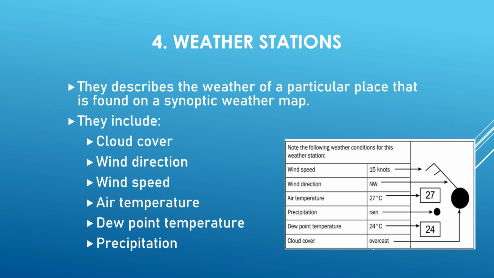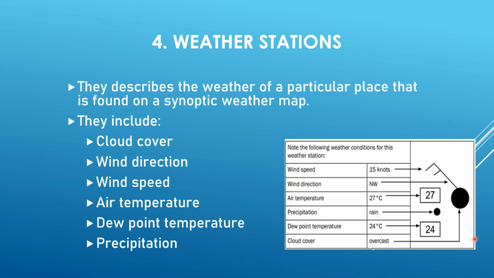I also mentioned that the synoptic weather map also has weather stations. The weather stations describe the weather of a particular place that is found on a synoptic weather map. It is a structure that you can find on the map. This structure shows you the cloud cover, wind direction, wind speed, air temperature, dew point temperature, and also the precipitation. So how can you see these things? I found some structure here I can show you with.